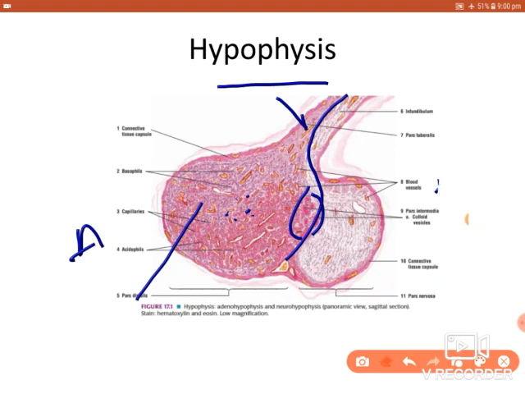Then the posterior part is the neurohypophysis, which includes the pars posterior. Here you can see the infundibulum, and also the median eminence. The median eminence is the part of the hypothalamus which connects this hypophysis with the hypothalamus.